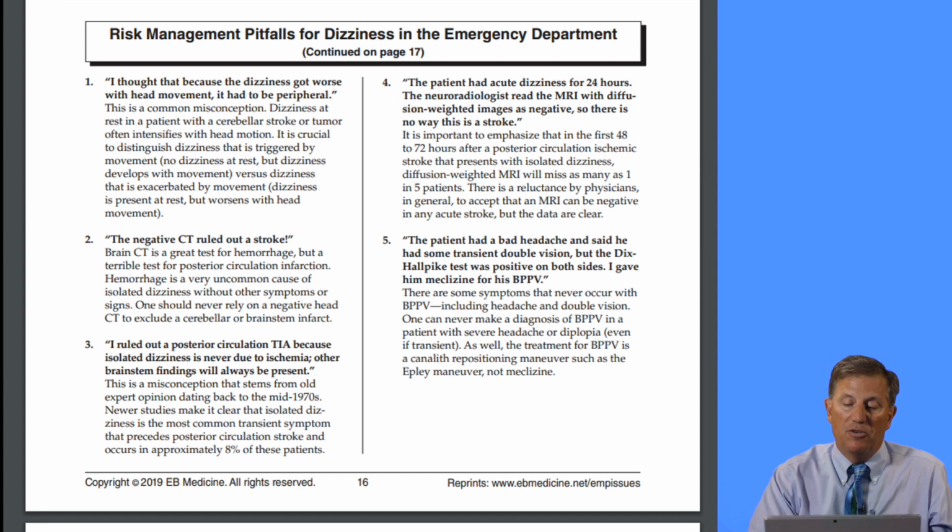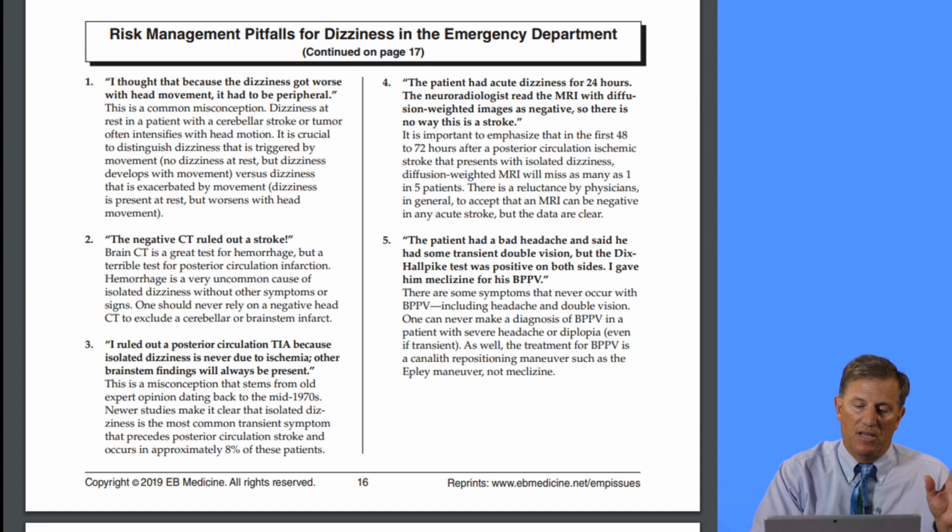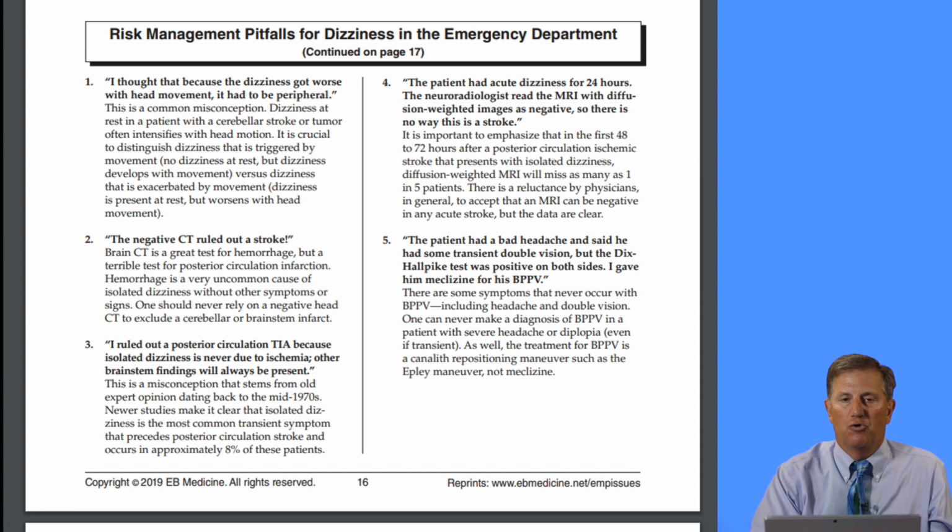Number five, the patient had a bad headache and said he had some transient double vision, but the Dix-Hallpike was positive. Therefore, I gave him meclizine for his BPPV. You can't do that. Double vision is problematic, as is headache. These suggest posterior circulation stroke.